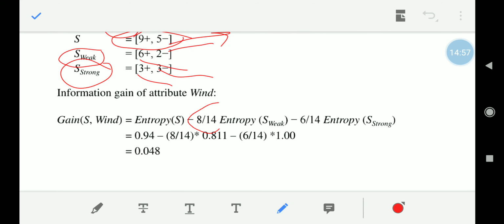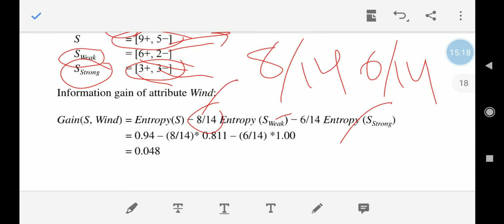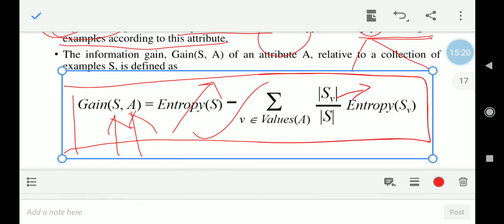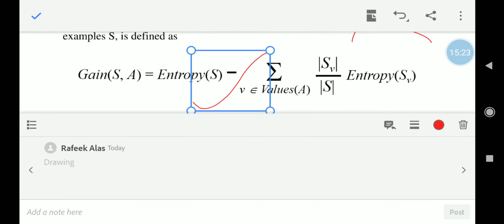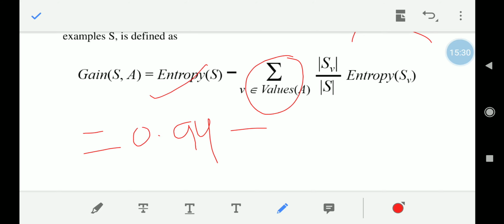Then 8 by 14. How 8? 6 plus 2 is 8. Total samples are 14. For weak, 8 by 14, then entropy of S weak. Then for strong, 3 plus 3 is 6, 6 by 14, and entropy of strong. According to this formula, first we have to write entropy, that is 0.94, minus we have to take summation of all the values of that attribute.